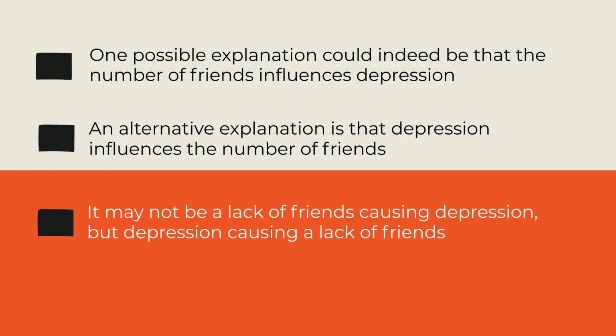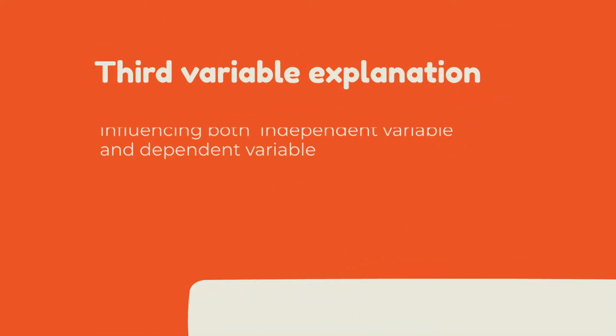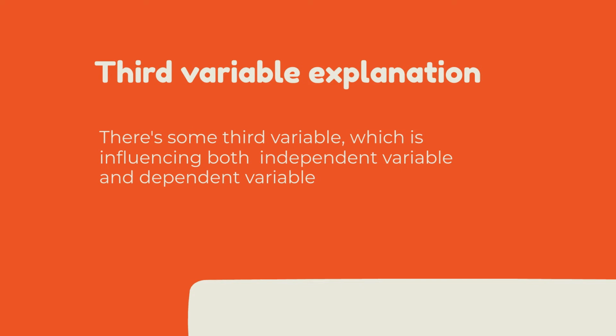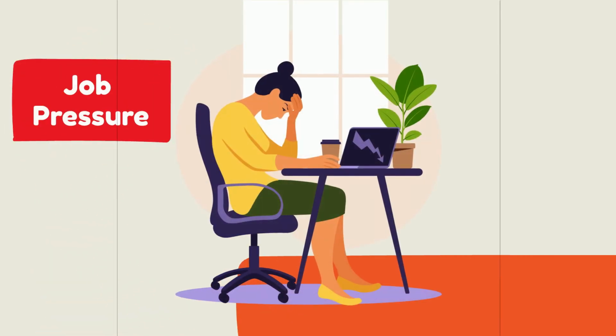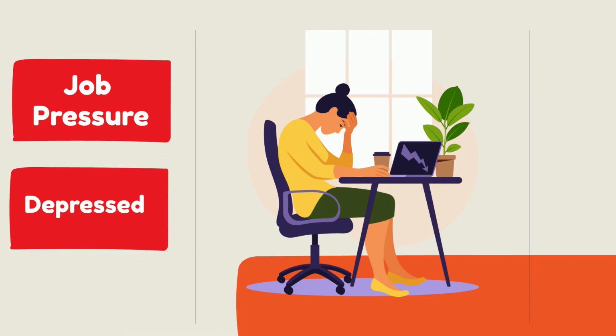And in fact, there's one more explanation, also called the third variable explanation. And in this explanation, you assume that there's some third variable, which is influencing both my independent variable and my dependent variable. So an example here could be job pressure. It could be that if people experience very high job pressure, then that reduces the number of friends because they just don't have time for friends anymore. And it also makes them depressed because having a lot of job pressure is very stressful. And it can make you depressed. And it may be that there's absolutely no causal relationship between the number of friends and feeling depressed. They may be quite independent of each other. But just because of that third variable influencing them both, we see that people who don't have a lot of friends are very depressed.